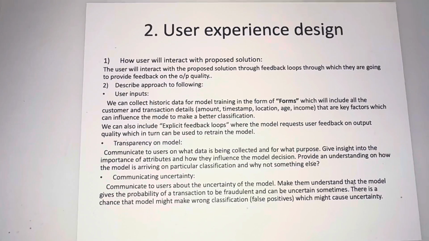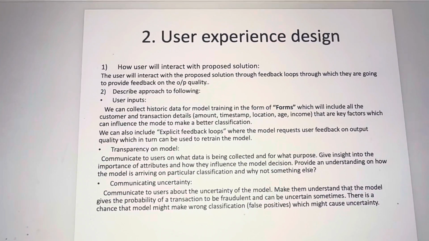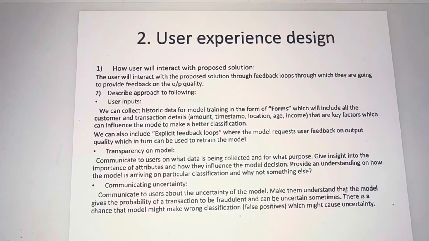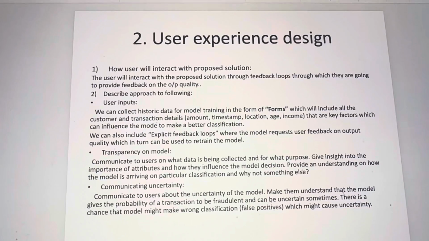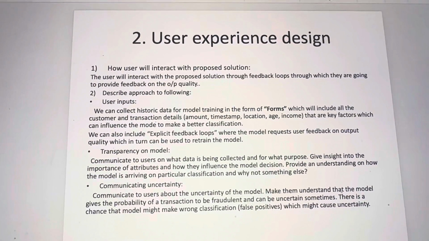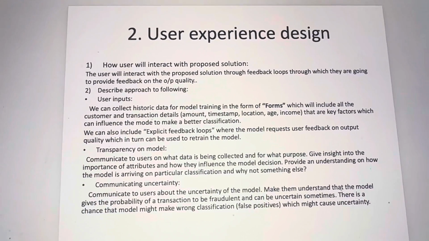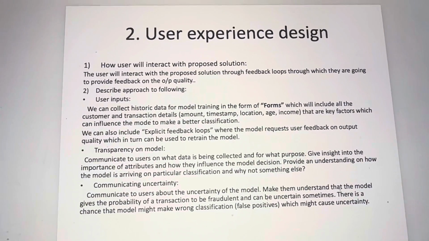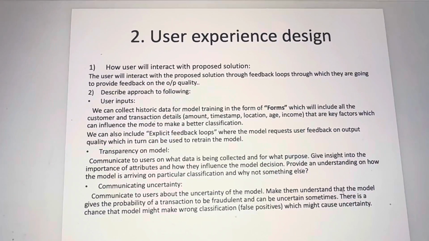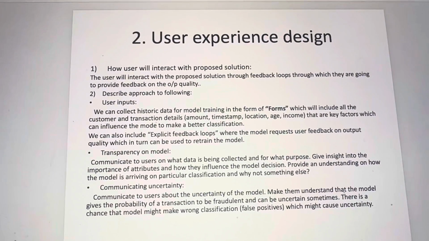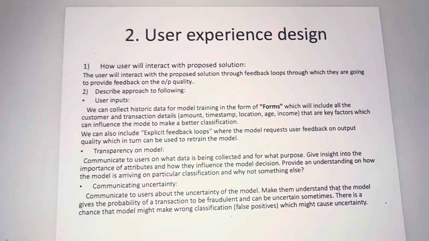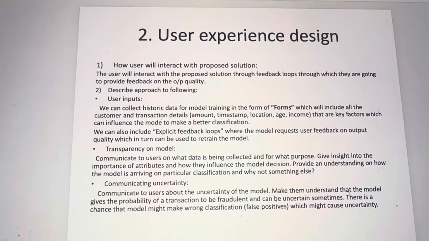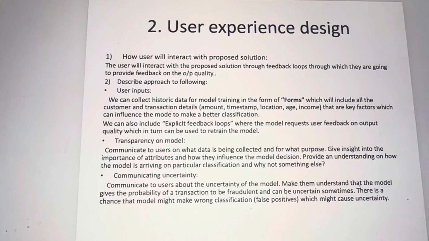And for user input, here we are going to use forms. We are going to collect historic data in the form of forms, which will include different customer and transaction details like amount, customer age, location, and those things that are key factors which will influence the model decisions. We can also include explicit feedback loops that are outside the model, where the model requests user feedback and that can be used to retrain the model.